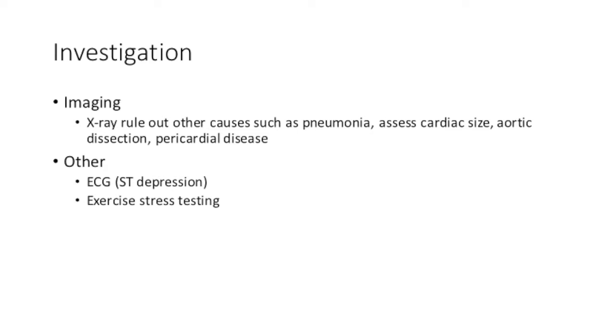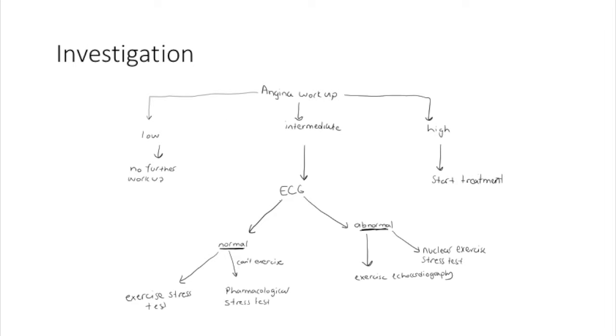So in terms of working up a patient, we first need to stratify patients into low risk, intermediate risk, and high risk. In terms of low risk, so if we think this isn't probably ischemia or ischemic heart disease, there's probably no further workup that we need to do. From an intermediate point of view and high risk point of view, this is where we then need to actually think about how we're going to work the patient up. So if a patient has intermediate risk, the best approach is to undertake an ECG.